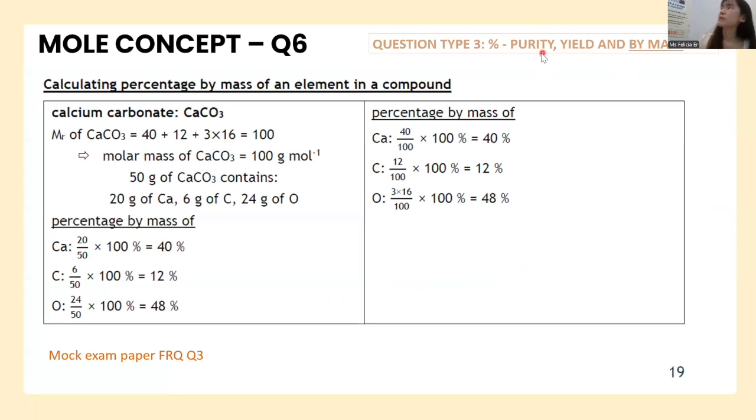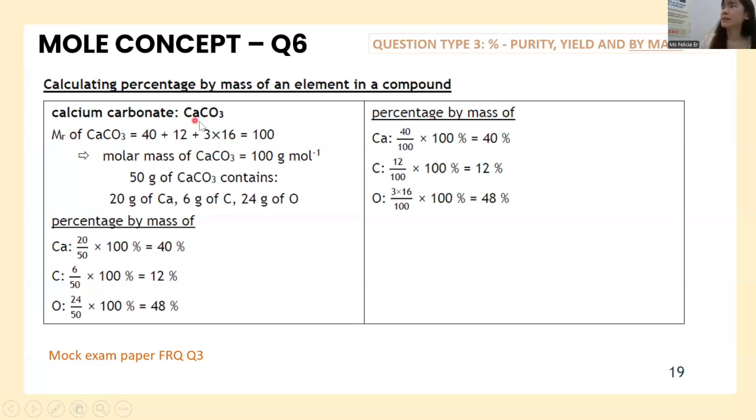So, done with purity, which I demonstrated to you, and percentage yield, which I told you to try out on your own at home. Now I move on to the third one, which is percentage by mass. Over here, how do you solve it? They will usually ask you which atom they are interested in.